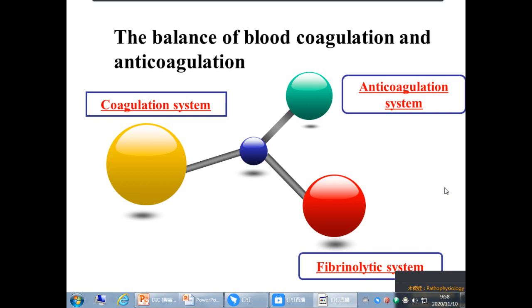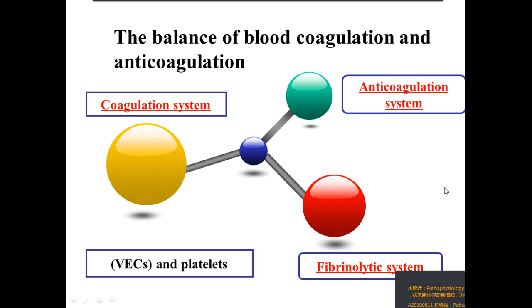First, let's review the balance of blood coagulation and anticoagulation. The balance includes the coagulation system, the anticoagulation system, and the fibrinolytic system. During the balance, platelets and vascular endothelial cells have an important role.